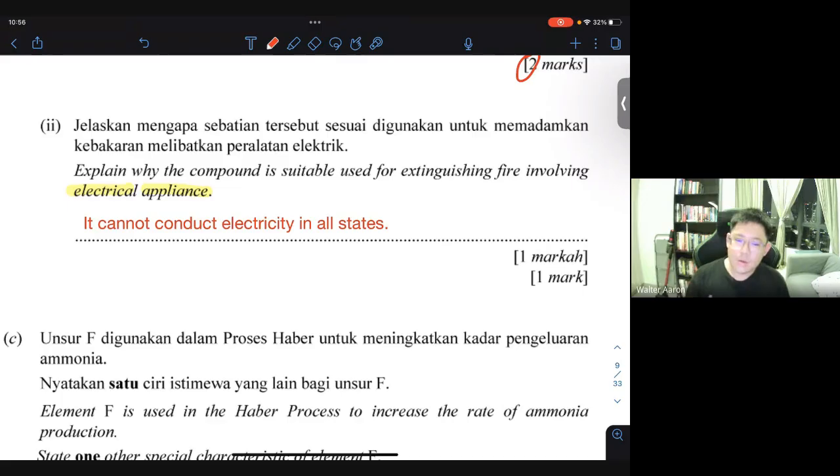In this case, we know that carbon dioxide, or BC2, does not conduct electricity. They are covalent compounds, made of molecules, and molecules are electrically neutral. They don't have any charges because they have no ions, so therefore they can't conduct electricity. So your selling point here is very simple. It cannot conduct electricity in all states. So if you use it to put out a fire, it is effective. That's 1 mark.